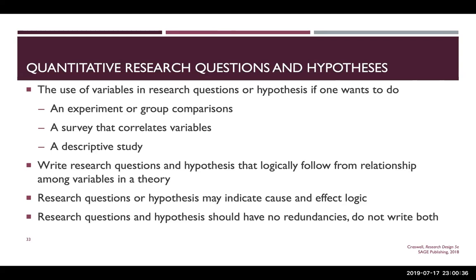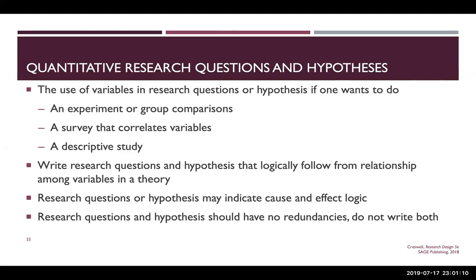The type of research question we're going to do is going to either look at who are we comparing, what are we correlating, or what are we trying to describe. And the research questions and hypotheses must flow logically from the purpose statement and the variables. Many research questions and hypotheses in quantitative research are going to try to indicate some sort of cause and effect logic. Correlational research, however, does not. So that form of quantitative does not look at cause and effect. It's just looking at relationship.